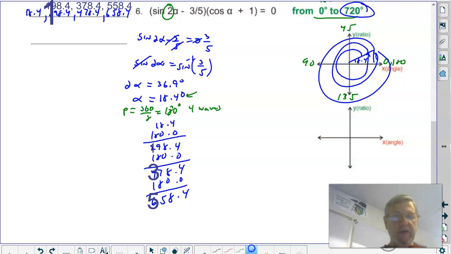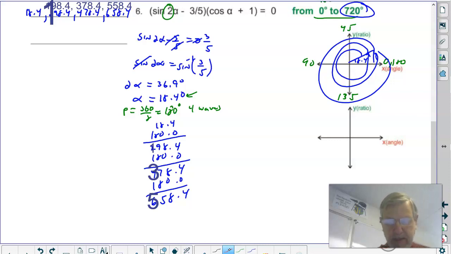658.4. And if I spun around another 180, I'd go past the 720. Okay? Again, you see how that works? All right, I hope so. All right, so that's just the one angle from the zero off of the sine.